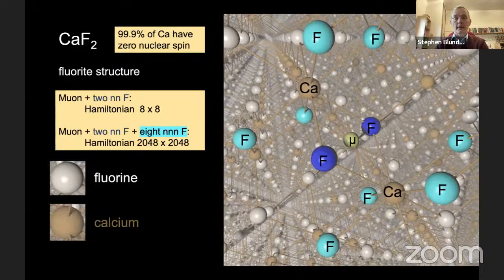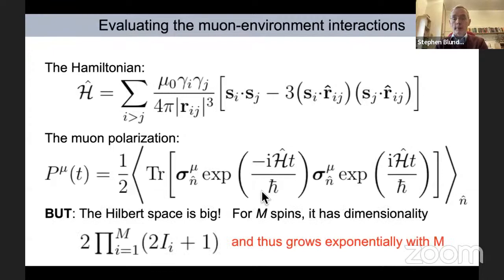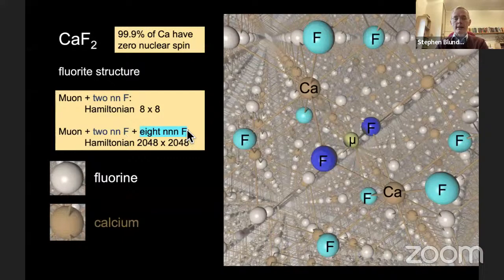And you can basically go through a procedure where you can work out the muon polarization according to this bit of quantum mechanics. The problem, as I said, is that the Hilbert space is big. As you introduce more spins, it grows exponentially with the number of spins included in the simulation. But just for the moment, I'm just going to take the muon and these 10 fluorine spins, which gives us 11 spin-half particles.